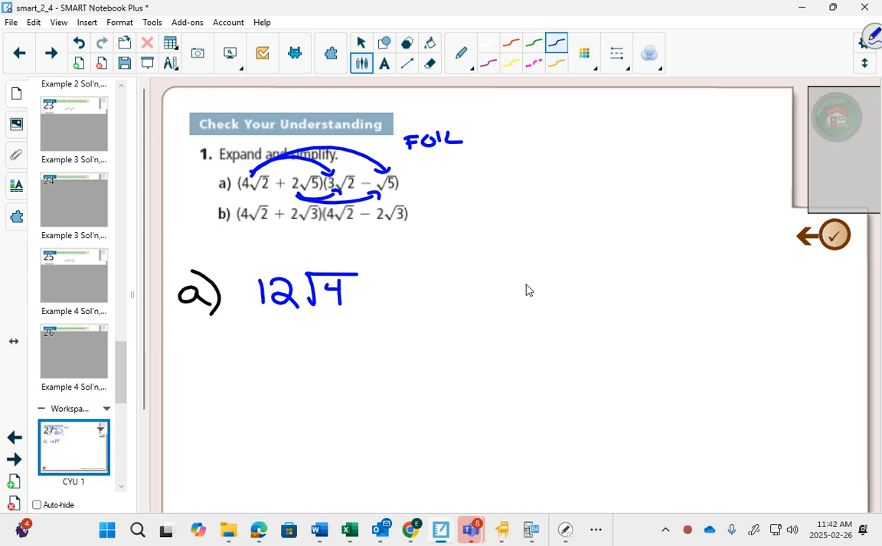Then the next one, a 4 times a negative 1 would be negative 4. A root 2 times root 5 will be a root 10. So we multiply the numbers in front, and we multiply the radicals. Inside ones, 2 times 3 will be 6, and root 2 times root 5 will be root 10 again. And finally, 2 times a negative 1 will be negative 2, and root 5 times root 5 will be root 25.